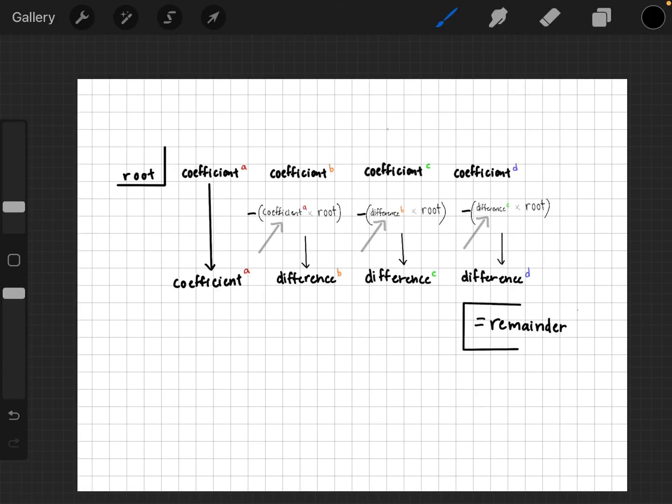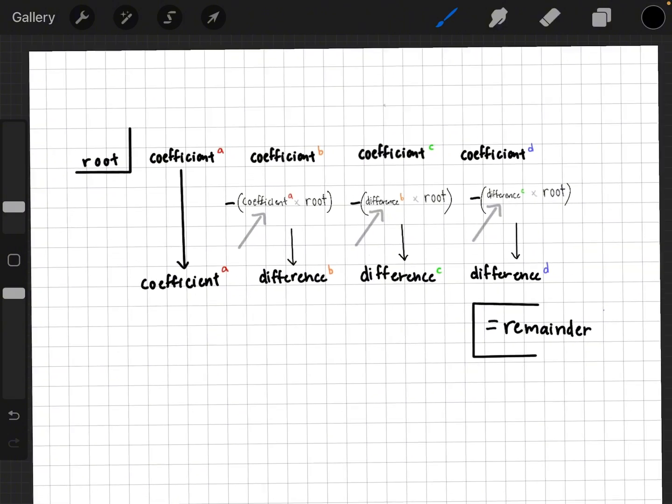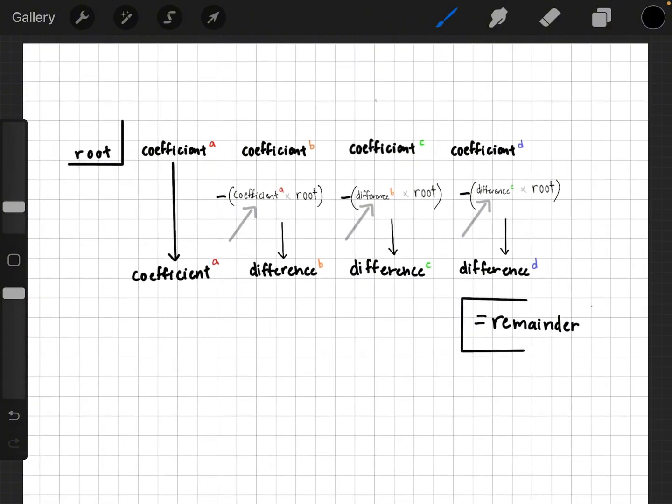This is lesson 2.4, synthetic division. Here's the setup for synthetic division. You might want to copy this down in your notes or take the time to get familiar with the setup.